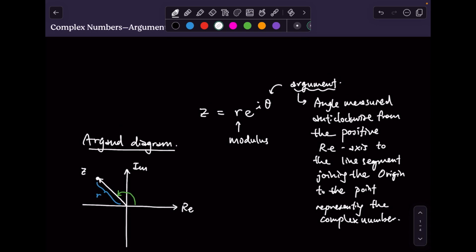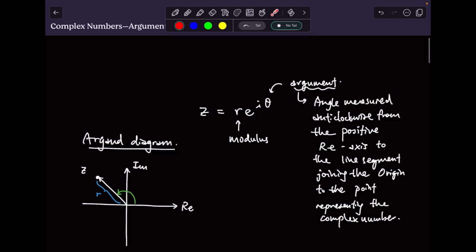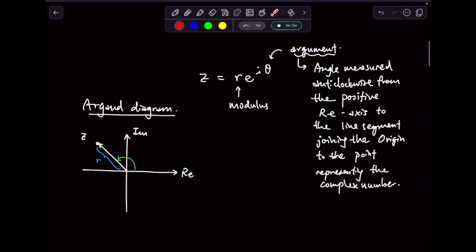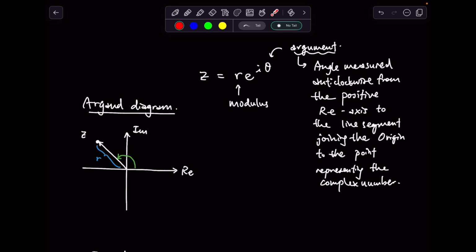Okay, so in this video, we're going to talk about complex numbers arguments. So we know that a complex number can be written in this polar form, right? Or some of you might call it the exponential form, where we describe a complex number using its modulus and its argument. And typically, we would draw an Argand diagram to visualize this complex number.